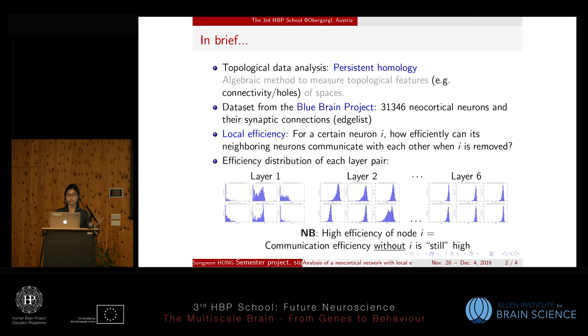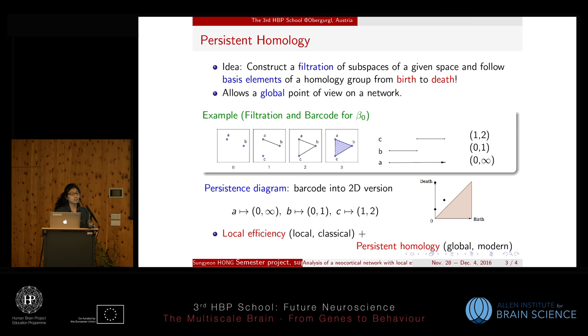So to get to the point, the basic idea of persistent homology is first to construct a filtration of a space that we are looking at, and then follow basis elements from the moment they first appear in the filtration up to the moment they do not exist any longer as an individual by being combined to the others to form a bigger component. And the fact that we focus on those elements that persist long time in the filtration allows us to get a global outlook of a network.